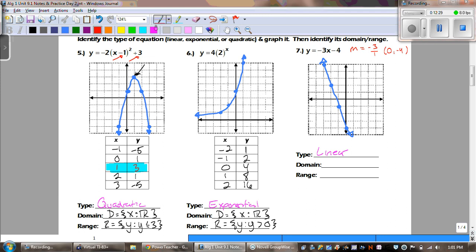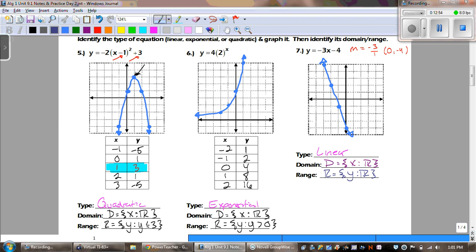And what's our domain? From left to right, there's no specific beginning or end. And then what about the range? Same thing. It goes as high as it wants and as low as it wants to. We do not see it, so it's all real numbers.